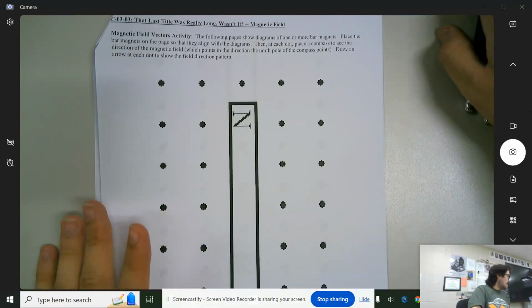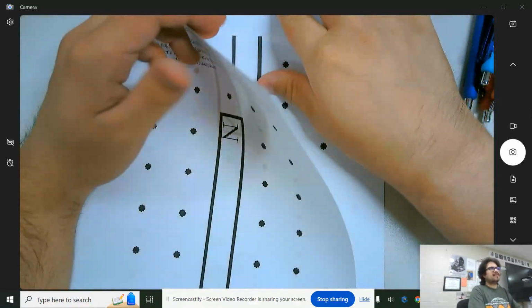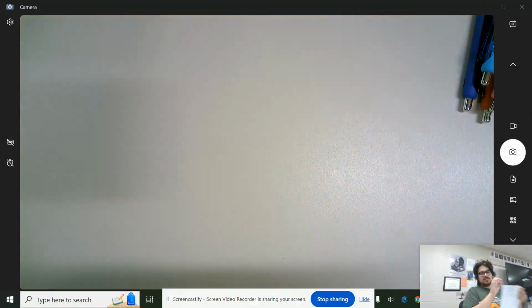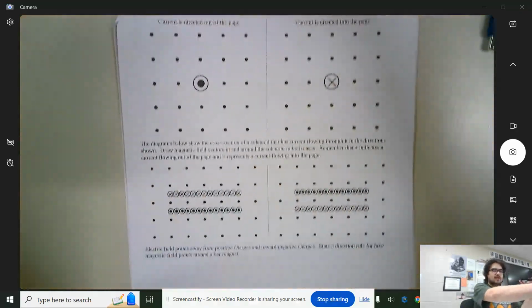So, I have compasses and bar magnets for my kids. I would suggest that you try that. There's plenty of demos you can do online too that show you how it works. So I would suggest that you do that on your own. I'm not going to go through that.